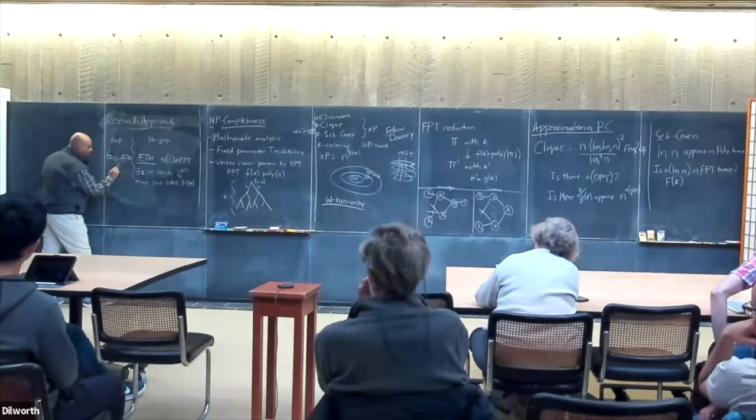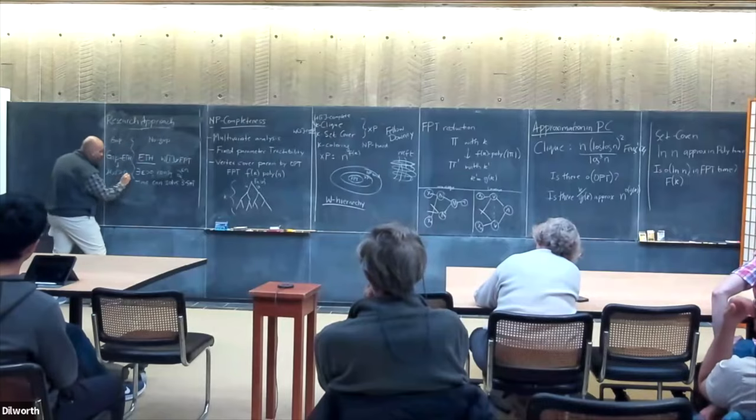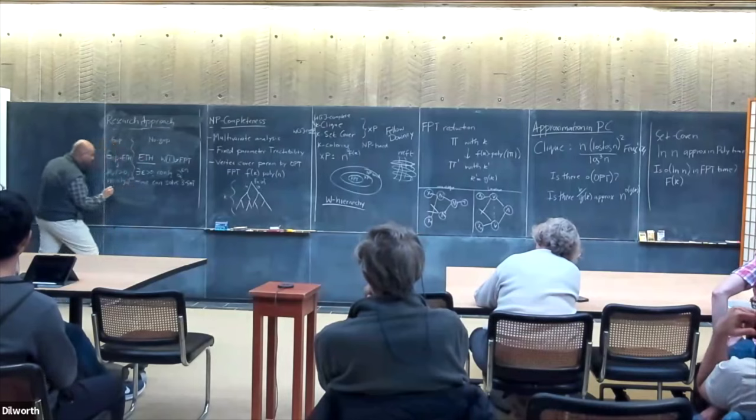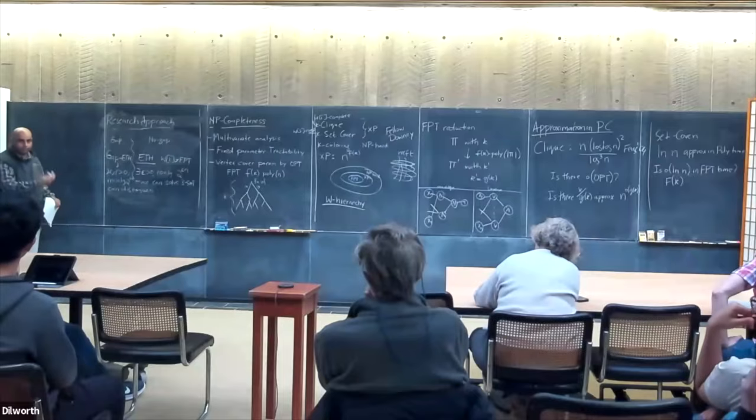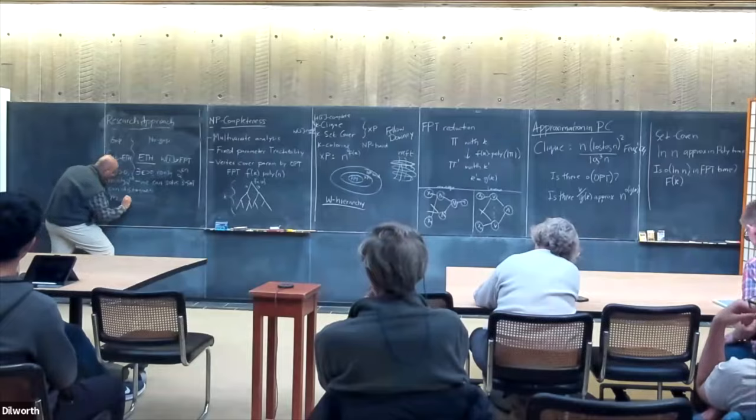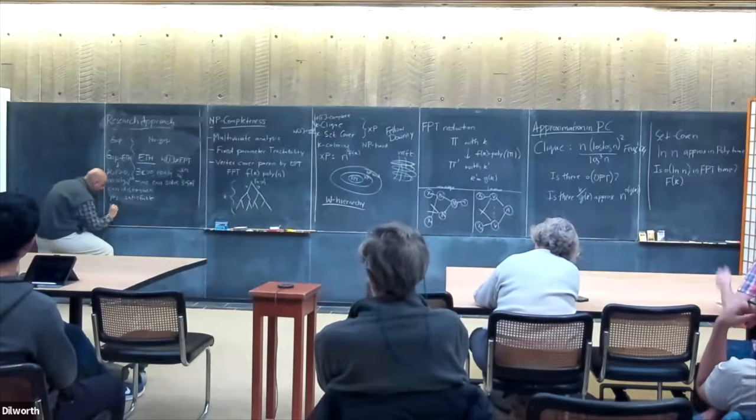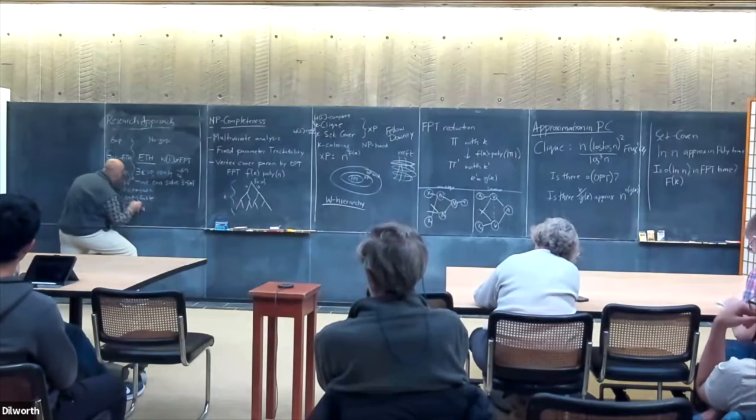And gap ETH says that there exists some epsilon, delta greater than 0 such that no algorithm running in 2 to the epsilon n time can distinguish, given as input a 3SAT formula, whether it is satisfiable or if every assignment violates an epsilon delta fraction of the clauses.